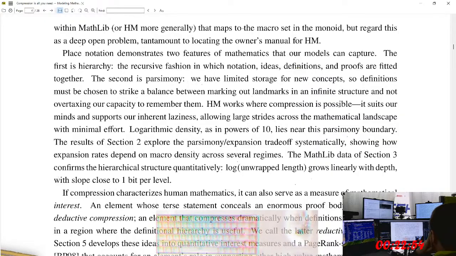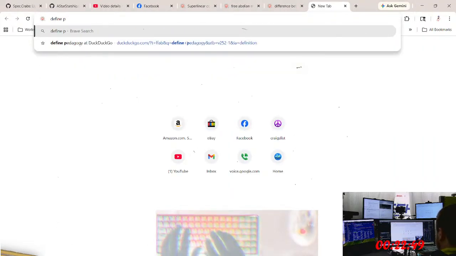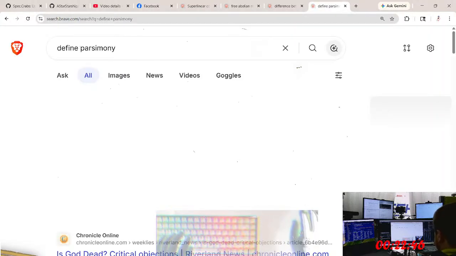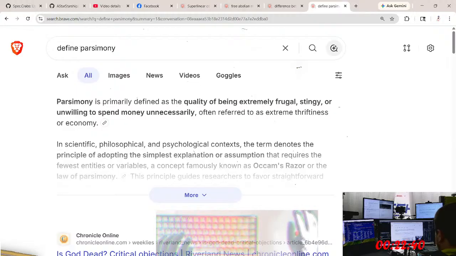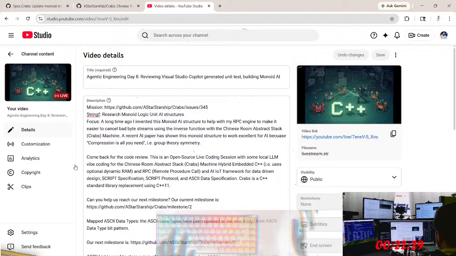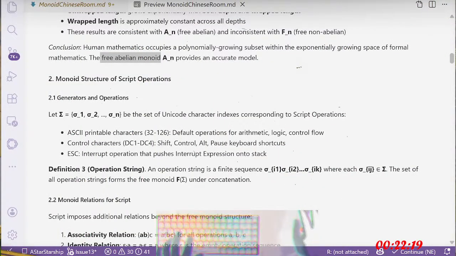What is parsimony? Willing to spend money unnecessarily. Kind of describes me. Damn it. What's that? Pisses me off.